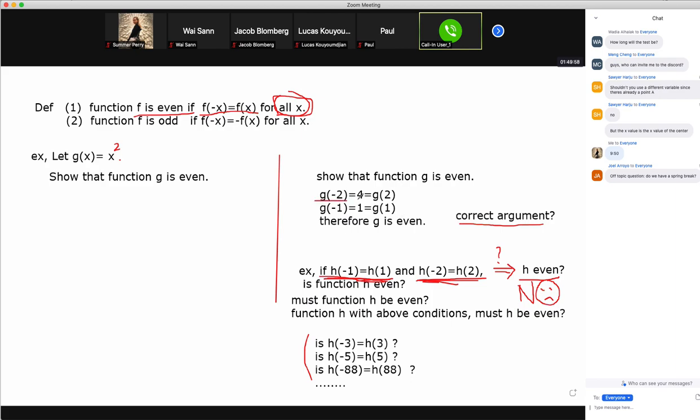If g of x equals x squared, g of -2 is equal to 4, and that is equal to g of 2. So g of -2 is equal to g of 2, yes, that is true. g of -1 is equal to 1, which is equal to g of 1, that is true. Therefore, g is even. Is that the correct argument? And the answer is no.